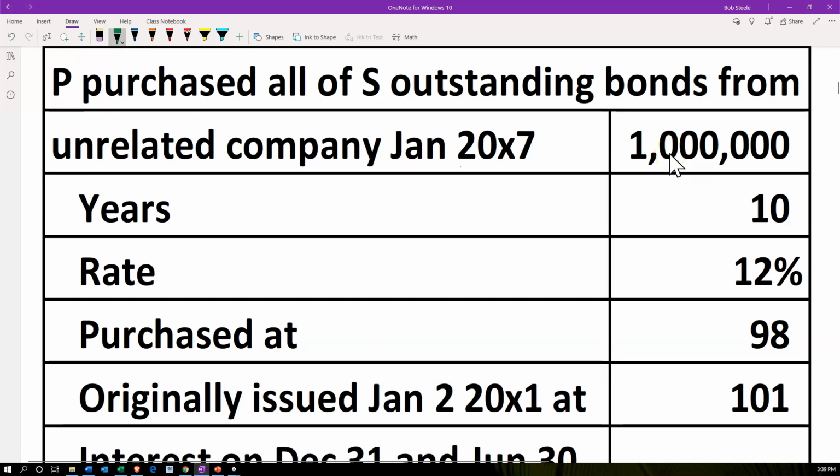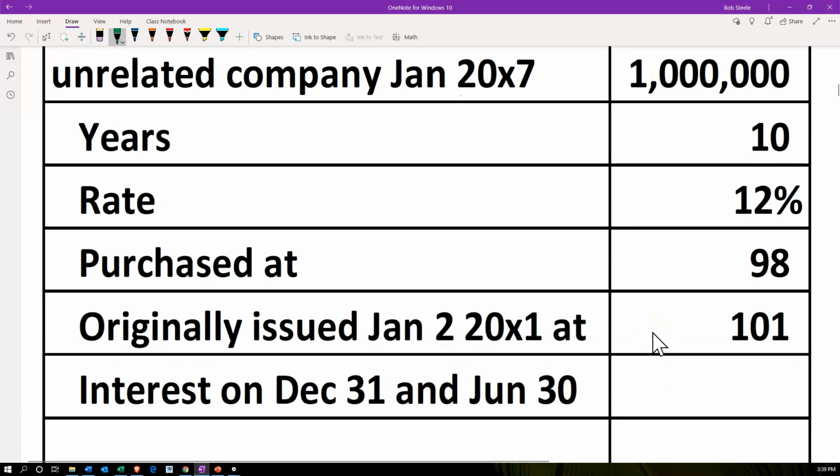P purchased them for a discount, but when they were originally issued, which happened in 20X1, they were issued at a premium. In other words, 101 of the face amount. So they were originally issued at 101 at a premium, and then when P purchased them from the third party, they purchased them at a discount at 98.